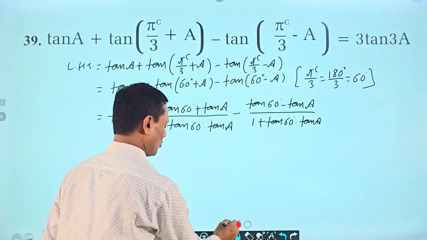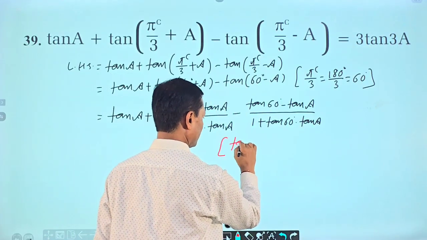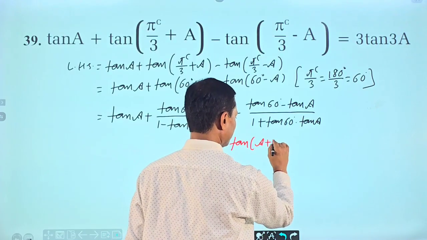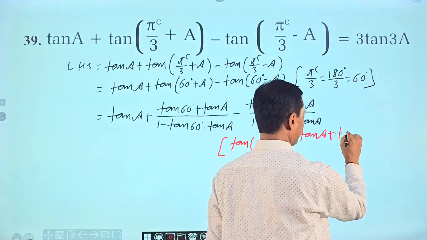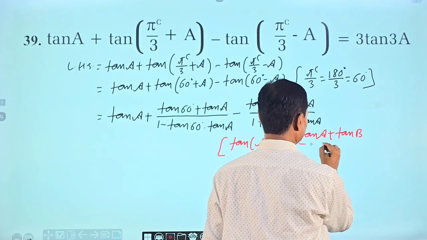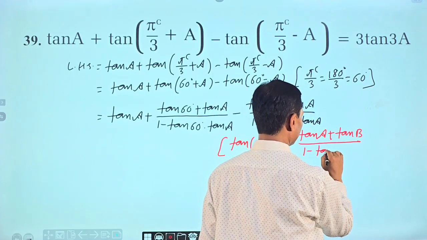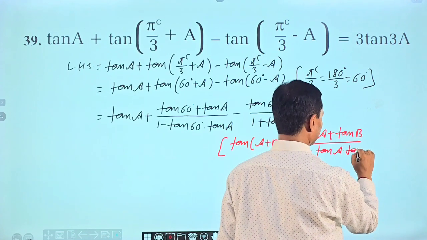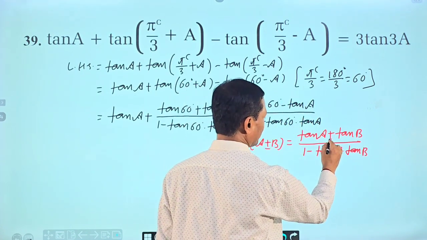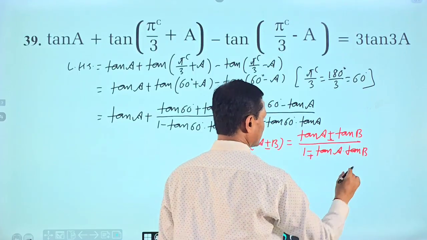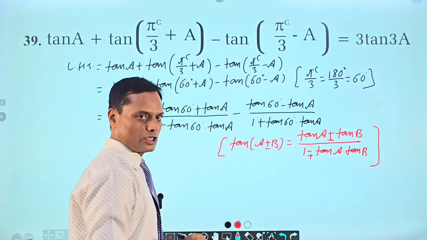Yes, the formula: tan A plus B equals tan A plus tan B divided by 1 minus tan A dot tan B, isn't it? And if you have minus here, there will be minus in the numerator and plus in the denominator. It's correct. I am pretty sure you are understanding.